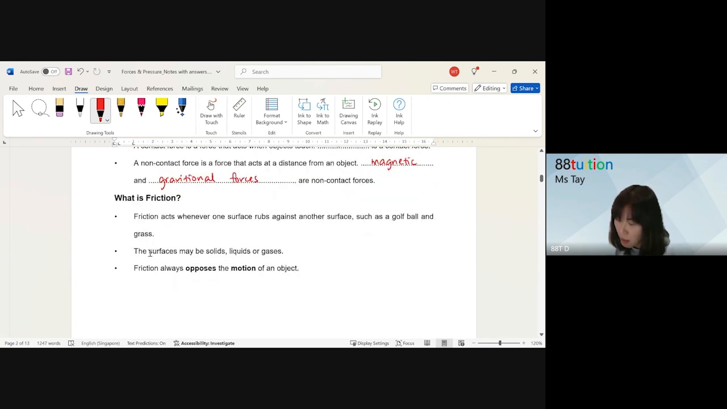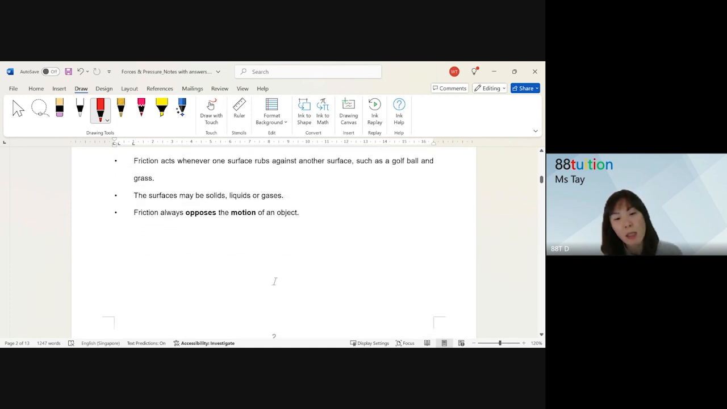Now, the surfaces may be solid, liquid, or gases. Now, friction always opposes motion of an object, okay? So it's always acting in the opposite direction. Movement, yes, movement also can because they mean the same thing.